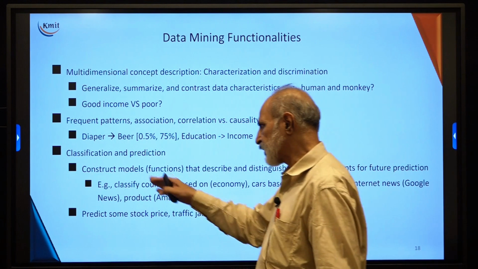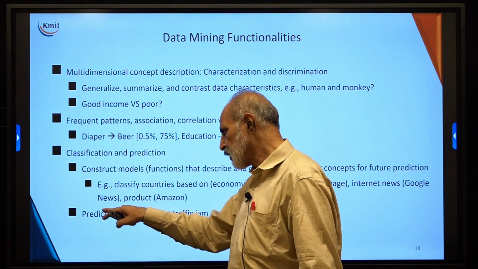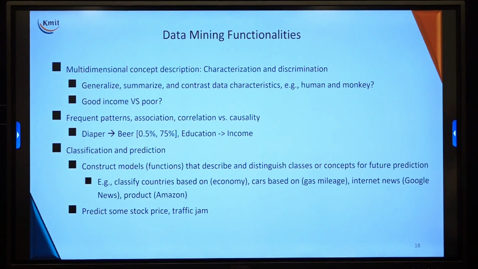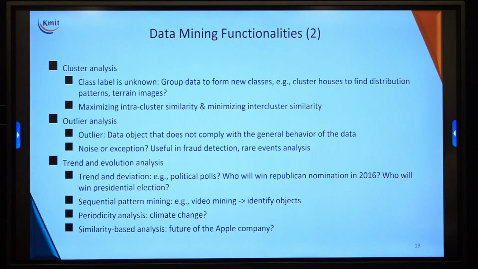So, it is a classification cum prediction problem. Predict some stock prices, traffic jam and things like this. A very good application for the data science people is stock price changing in the market, and which area of the city, which area of the metro the traffic jam is likely to be. So, this kind of functionality is very useful for our data analysis and for data science people.